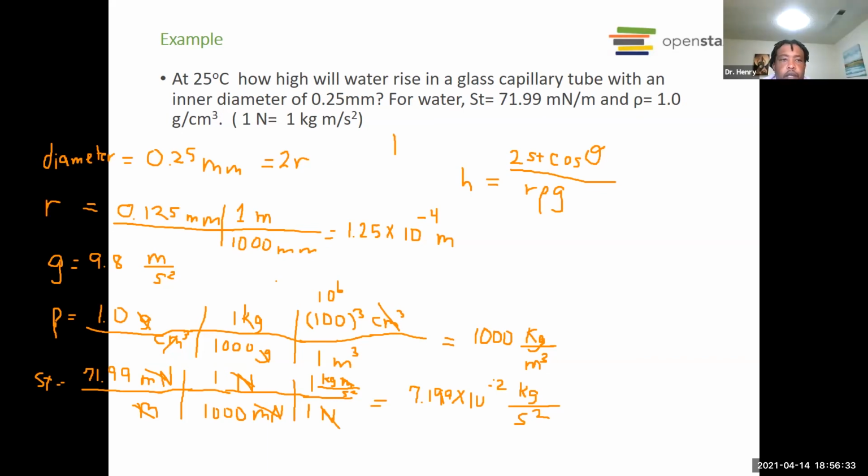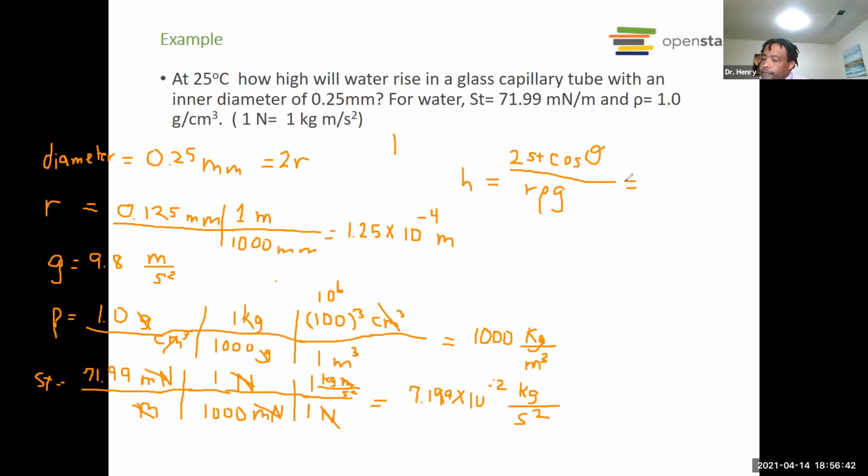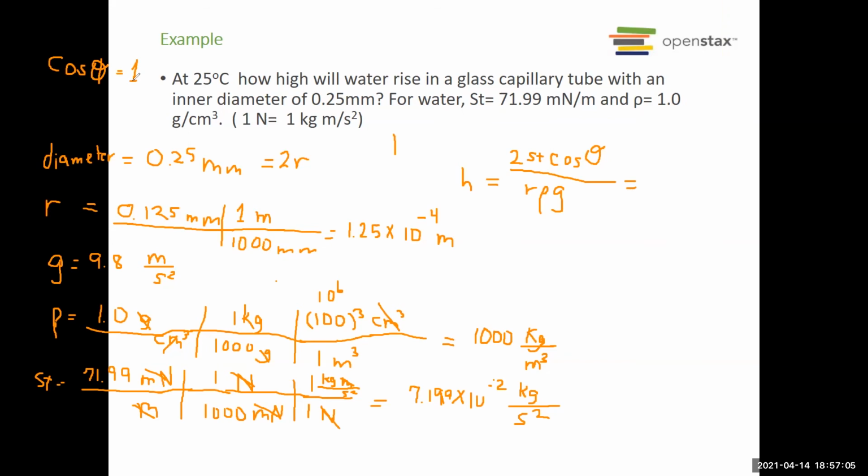Okay. Then we have the angle. We're going to assume that theta equals 0, so the cosine of 0 is going to equal 1. Is that right? Yes. Okay.